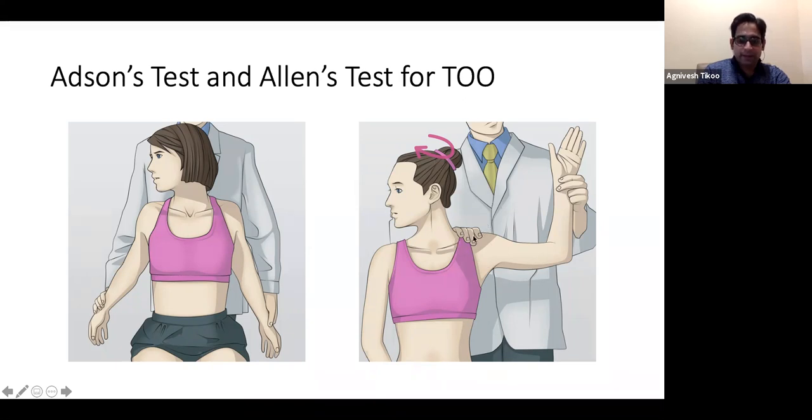But there is a thing that whenever you do this test, you check for contralaterality, which means that if the pulse goes away in this hand and the patient has a complaint only in this hand, and it goes away in the other hand also, then it is possible that it is not the reason for his or her pain.